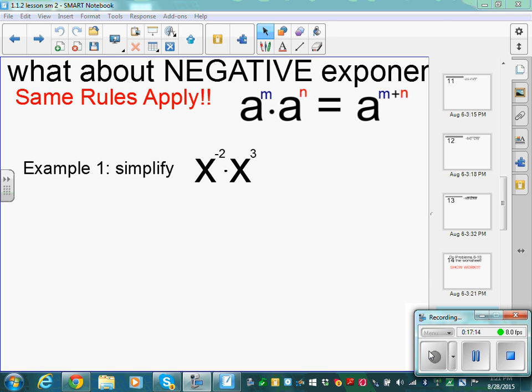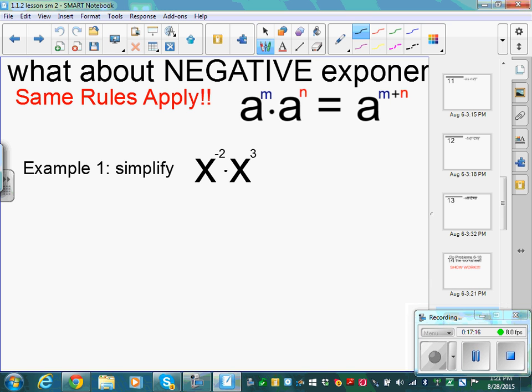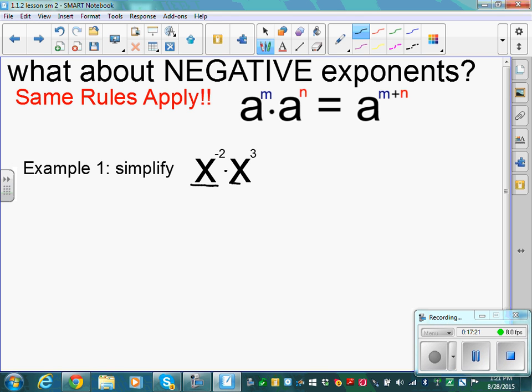So we're going to do this example. We have x to the negative 2 times x to the 3rd. In this one, we're multiplying the same base, so we know we can add the exponents. So negative 2 plus 3. Now we have to be really careful not to make any errors, because when we're adding negative numbers, students start to get really confused if they're not careful. So negative 2 plus 3 is positive 1. And then we know that x to the first is just x. So our final answer in this case was x.